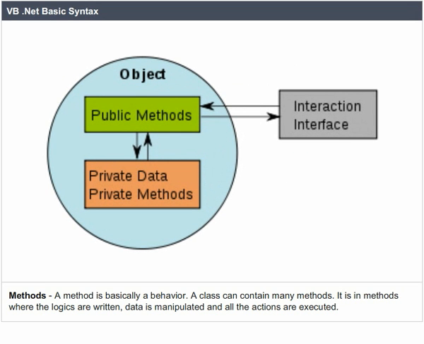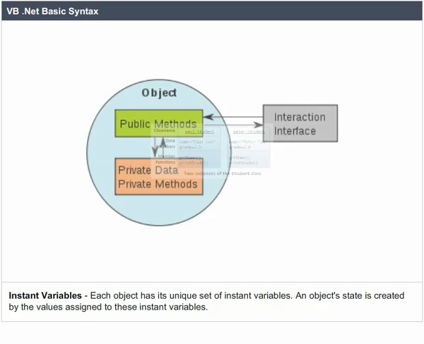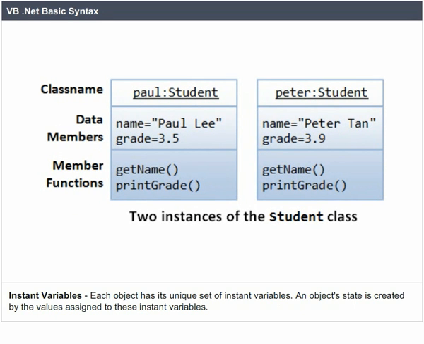Methods. A method is basically a behavior. A class can contain many methods. It is in methods where the logic is written, data is manipulated, and all the actions are executed. Instance variables. Each object has its unique set of instance variables. An object's state is created by the values assigned to these instance variables.